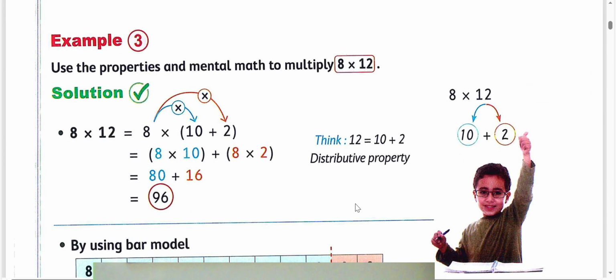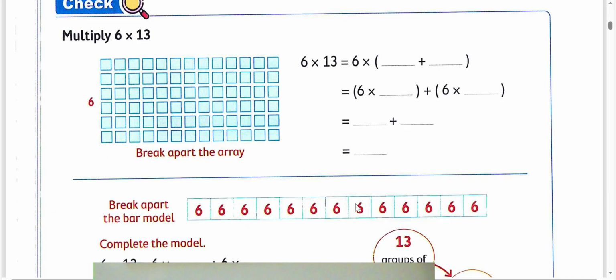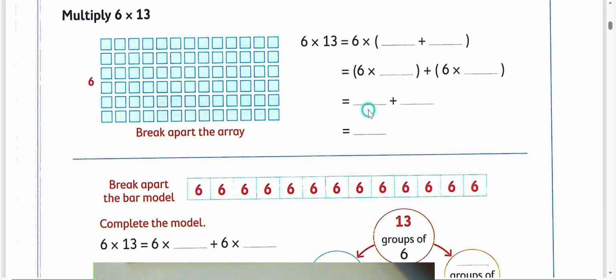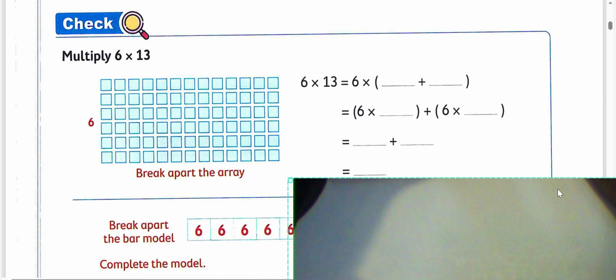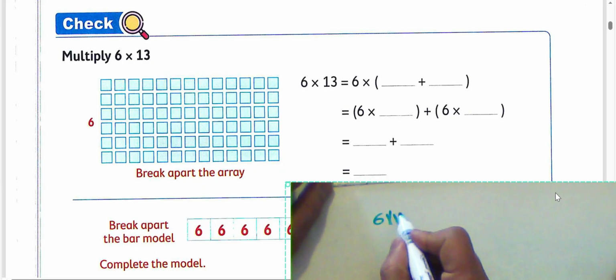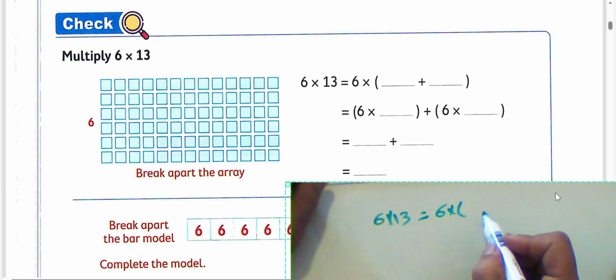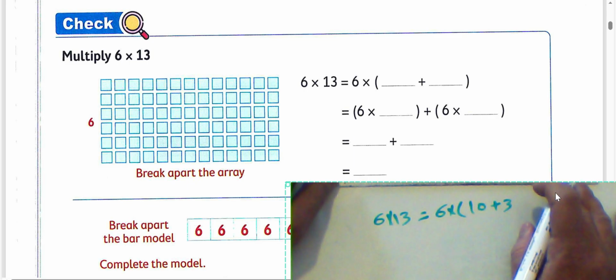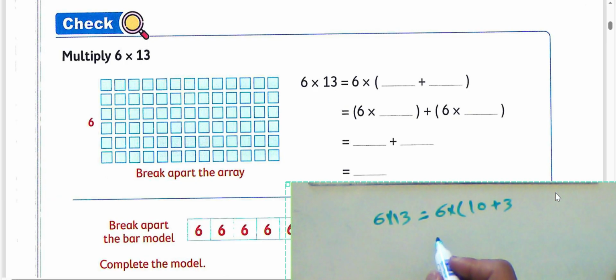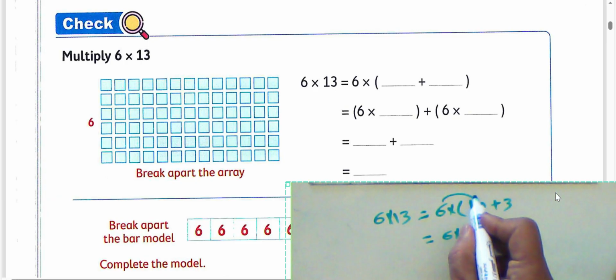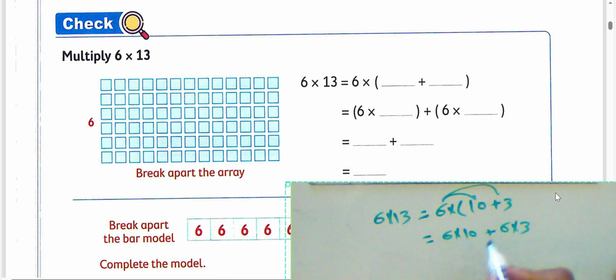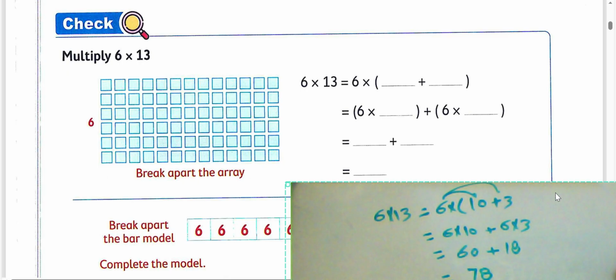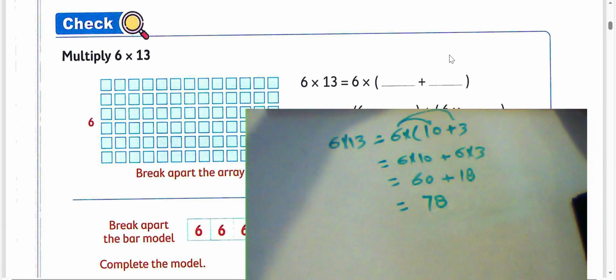Now I will distribute numbers using the distributive property of multiplication like this. 6 times 13, we can write 6 multiplied by 13. We can divide 13 into 10 plus 3 like this and use the distributive property to find the answer. Okay, write 6 multiplied by 10 and then 6 multiplied by 3. 6 times 10 is 60 and 3 times 6 equals 18. Then you can add together: 8 plus 0 equals 8, 6 plus 1 equals 7. The result will be 78.